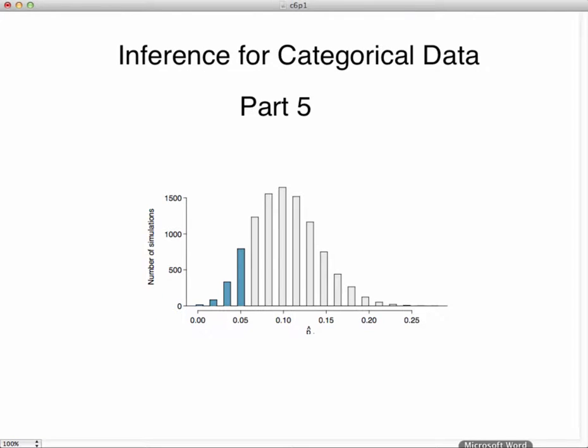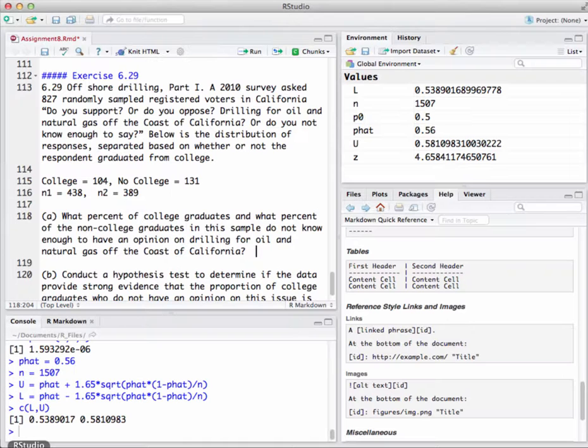So the problem that we will use as grist for the mill, so to speak, is going to be exercise 6.29. Got that already over here in our studio. This is offshore drilling. A 2010 survey asked 827 randomly sampled registered voters in California, do you support or do you oppose drilling for oil and natural gas off the coast of California? Or do you not know enough to say? Below is a distribution of responses separated based on whether or not the respondent graduated from college.